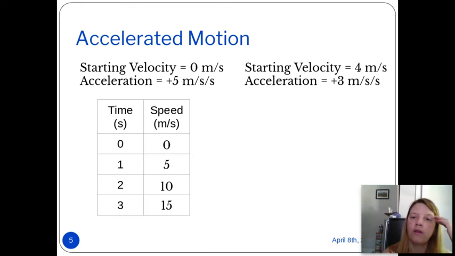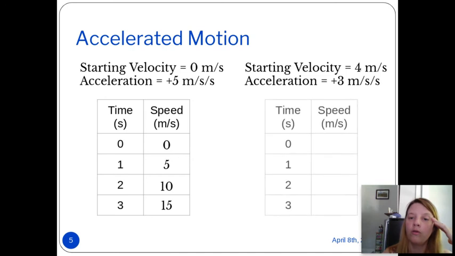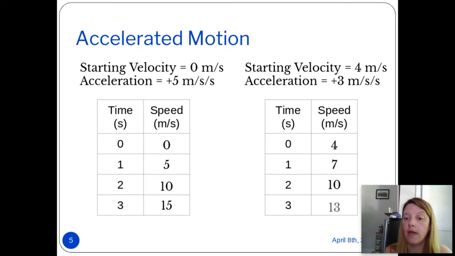Okay, what about if I start with some speed that's not 0? So I'm not initially starting from rest, and I have an acceleration of 3 meters per second each second. Well, now at time 0, I'm just going to start at 4. And then, same thing though, I'm going to add 3 to that value each second. So 4 plus 3 is 7. After the next second, I add another 3, and then another 3, so that my velocity is increasing by 3 meters per second each second. So hopefully you see the pattern.